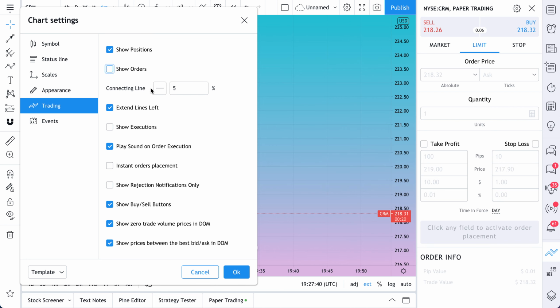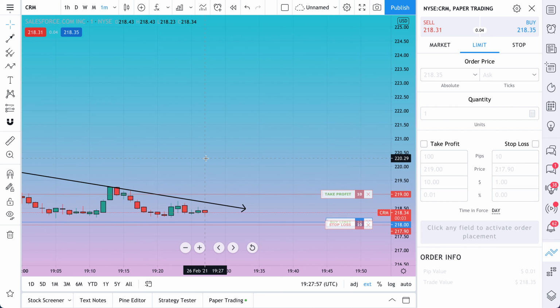You see what happened there? Our order disappeared. Your connecting line, you have it. You can extend your lines left and right. See how they stopped going across the entire chart. Show executions. You can see executions. Play sounds. All of these are right here, and this makes it really fun to paper trade because you can customize the chart to your liking.